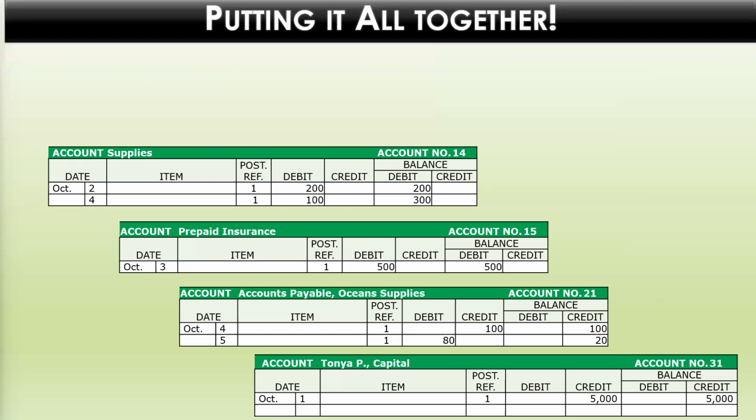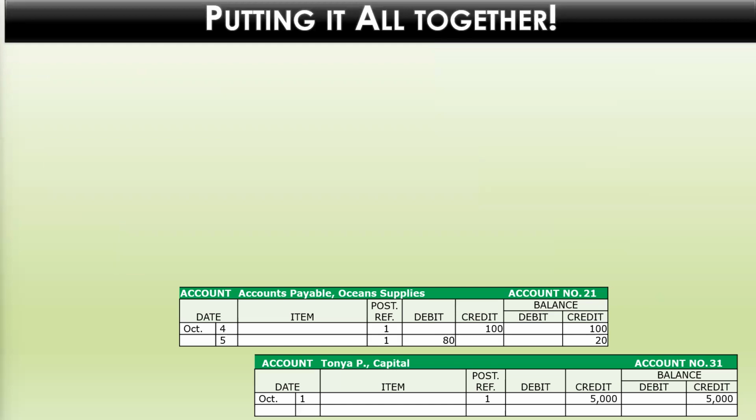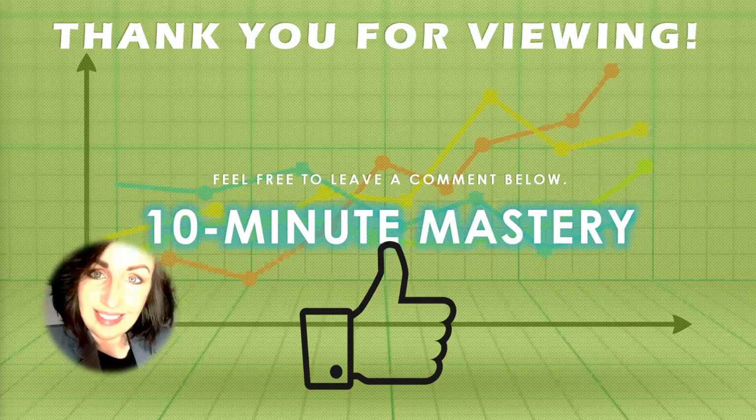Let's look at this supplies ledger. Here we have a debit balance of 200, and then we need to add another debit balance here in the amount of 100. And you can see we have the balance now at 300. So hopefully that makes a bit more sense of how to use the balance column for the ledgers.